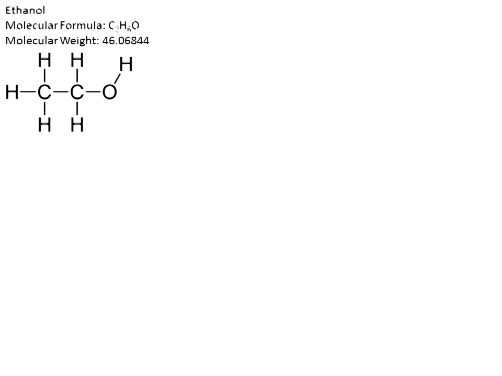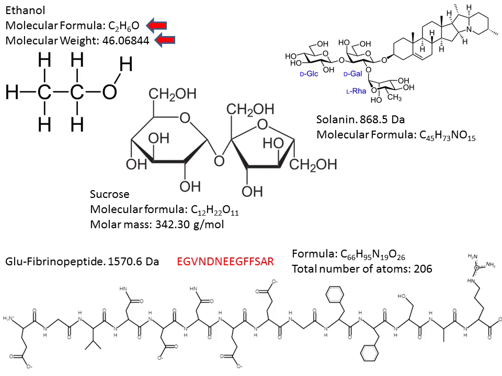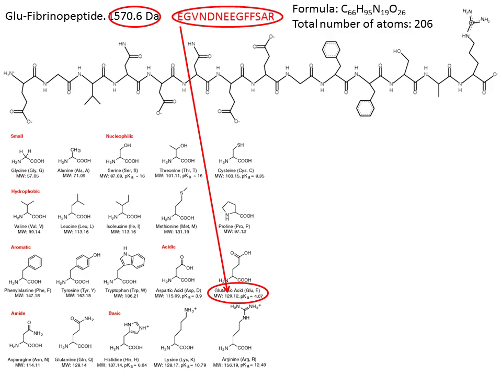Because elements have unique masses, compounds made of those elements can also have unique masses. For ethanol, when the masses of the elements making up ethanol are summed, the compound's molecular mass can be calculated. This can be repeated for carbohydrates or other organic molecules such as this toxin from potatoes, and more importantly, proteins and peptides. The mass of a peptide can be calculated from its sequence by summing together the masses of each amino acid. But what if we don't know the sequence of the peptide?